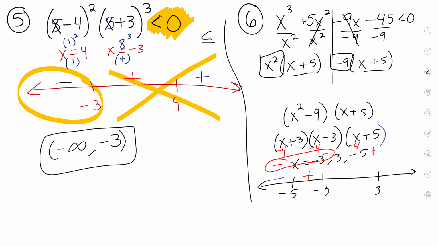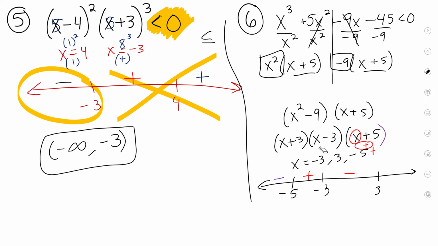Okay, now let's try a number between -3 and 3. Any number between -3 and 3, we're going to test. We'll just do 0. That would be easy. Plug in zeros. So I would get a positive number here, a negative number here, and a positive number here. Positive and a negative is negative, times a positive is still negative. So that was negative.